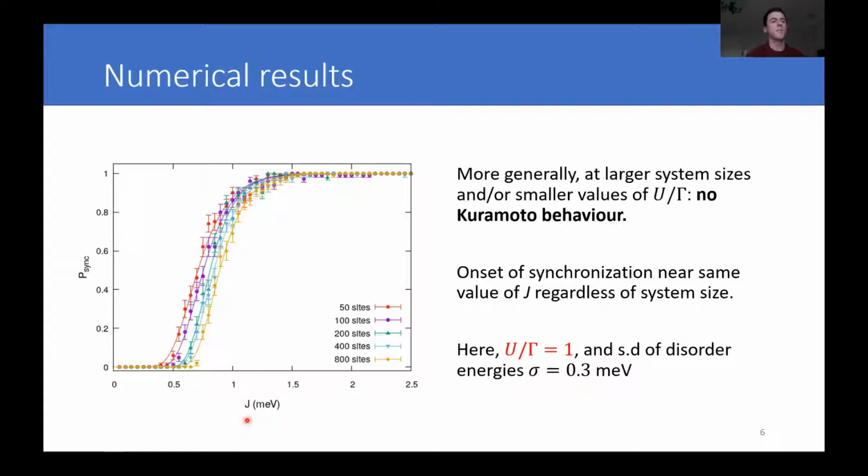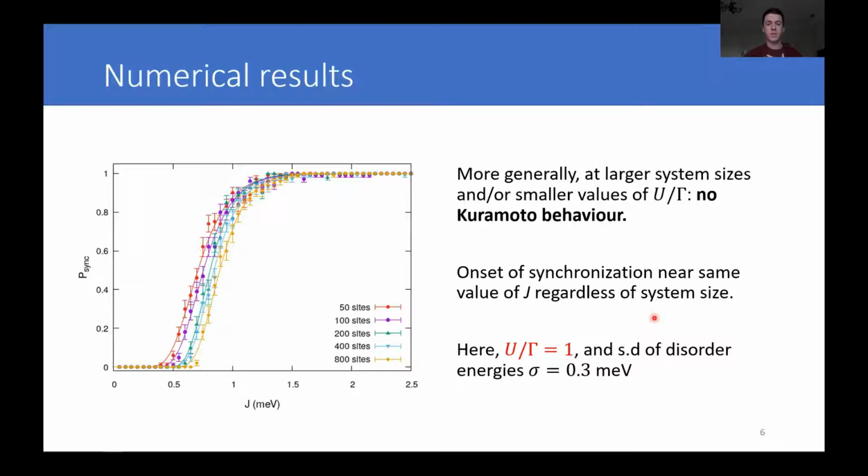This plot here looks quite like the one I just showed you, but the crucial difference is we haven't scaled our x-axis at all. This is just the probability of synchronization as a function of the tunneling strength. Again, we go from our desynchronized state for low tunneling strengths, and as we increase it, we see the transition to a synchronized state. This transition always happens at roughly the same tunneling strength. We don't see any scaling with system size. This is interesting for a number of reasons. Mainly, first of all, it's distinct from the Kuramoto behavior, and also it looks quite like a phase transition. We see the transition from desynchronization to synchronization as a function of the tunneling strength.